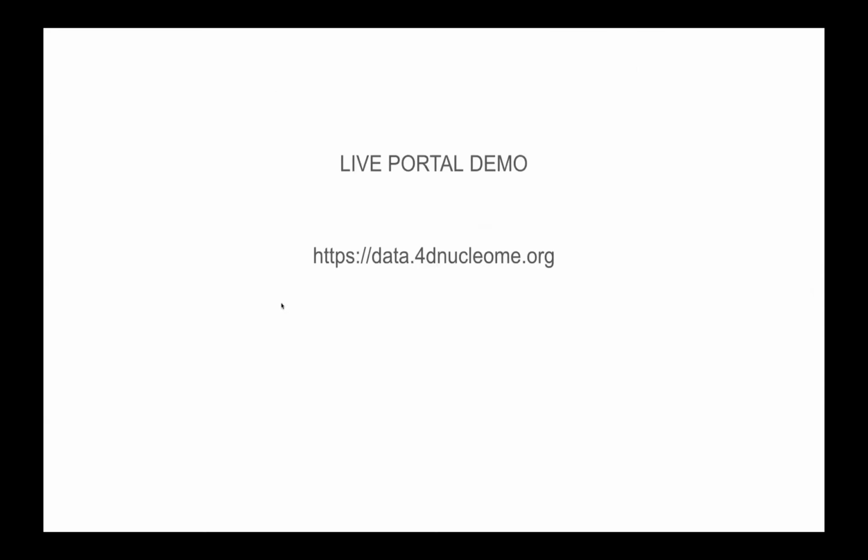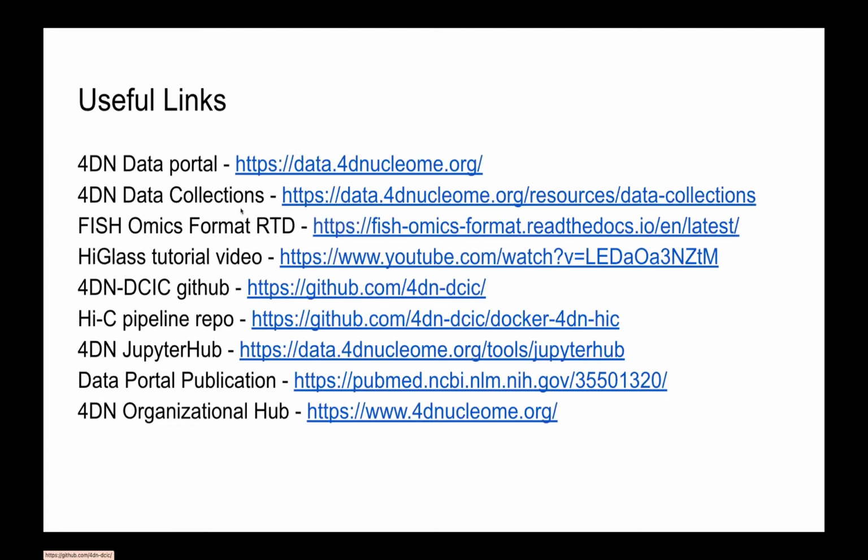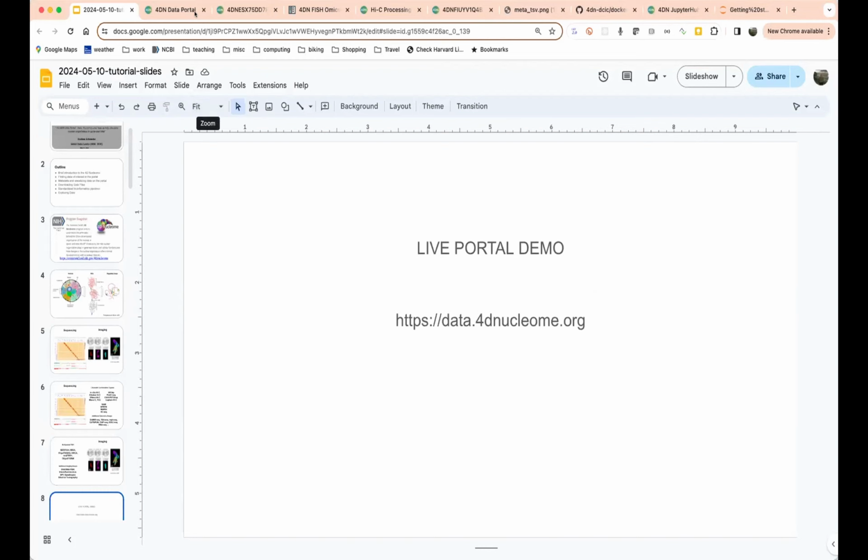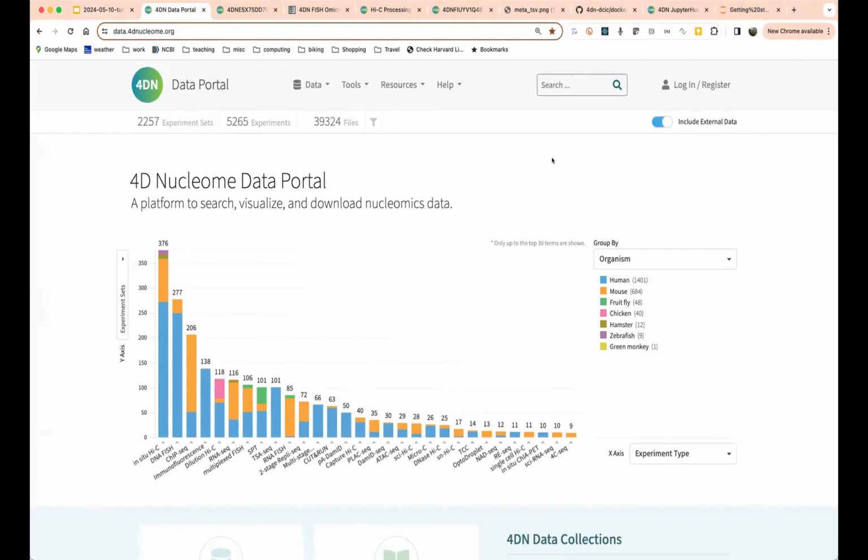So I'm going to now go right into, oops, sorry, a demo. Okay, so we're going to try a live demo here. Here is the homepage of the 4DN data portal. Right at the top, you can see that we list the number of data sets that we have. They're comprised of replicate experiments, so we indicate the number of experiments and how many files are associated with these.